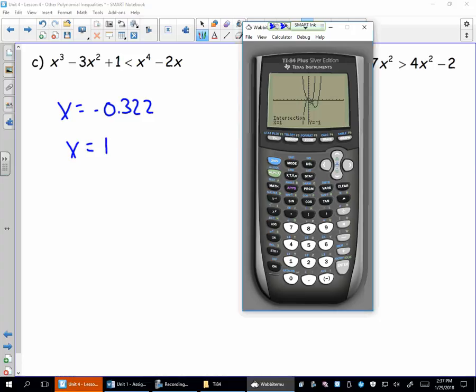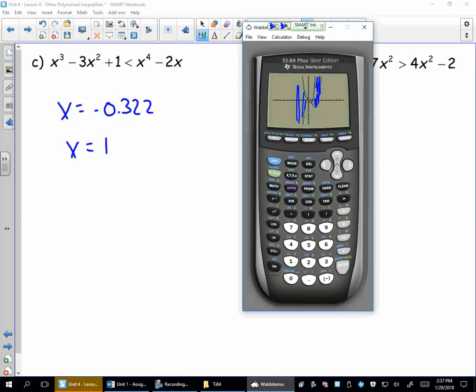I want to know where the cubic function is below the quartic function. So cubic function was the first one I drew, which means this section is below. And then it's above. And then it's below again.